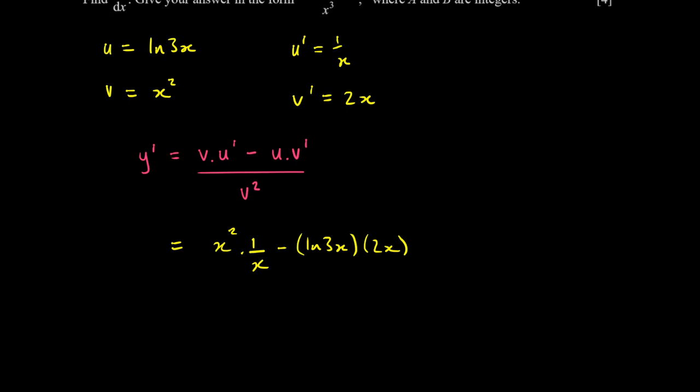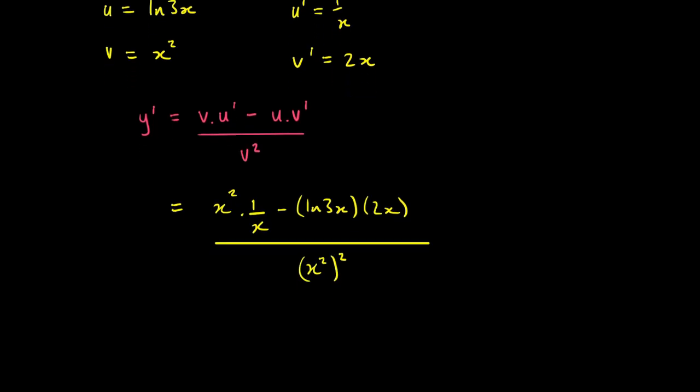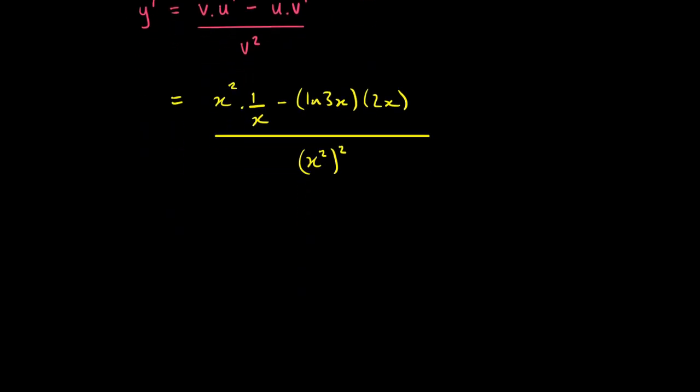And the reason for that is the 3x is actually inside of the function ln, all right? Okay, on the bottom, what have I got? I've got v squared, which is x squared squared, and x squared squared is going to give us x to the power of 4. All right, so let's tidy everything up. Firstly, x squared divided by x is just equal to x. And this can be rewritten as negative 2x times ln 3x. And we're dividing it all through by x to the power of 4.